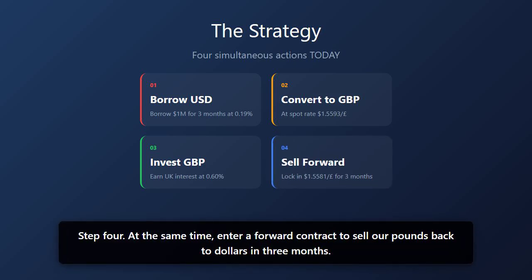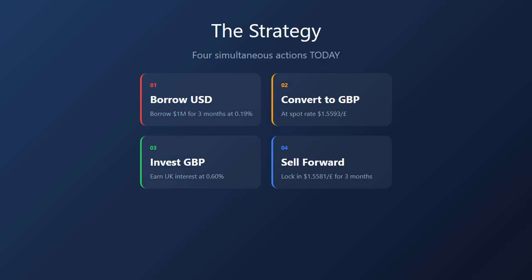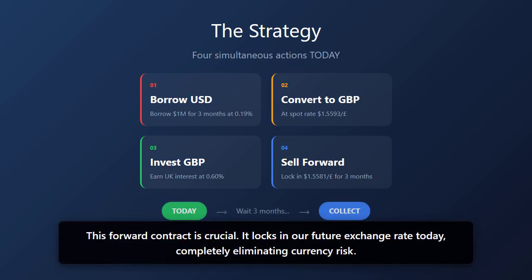Step 4. At the same time, enter a forward contract to sell our pounds back to dollars in 3 months. This forward contract is crucial. It locks in our future exchange rate today, completely eliminating currency risk.